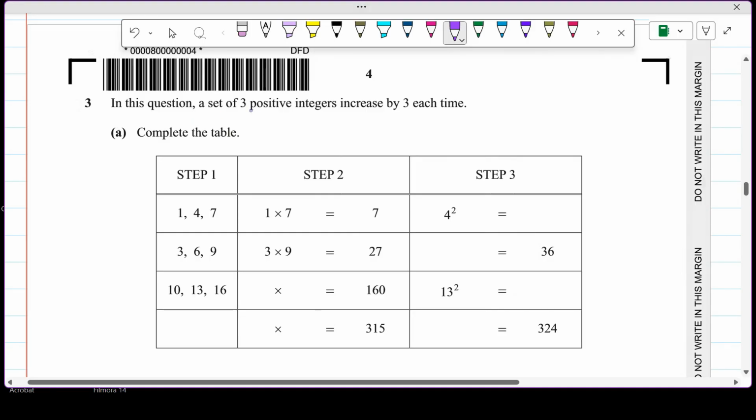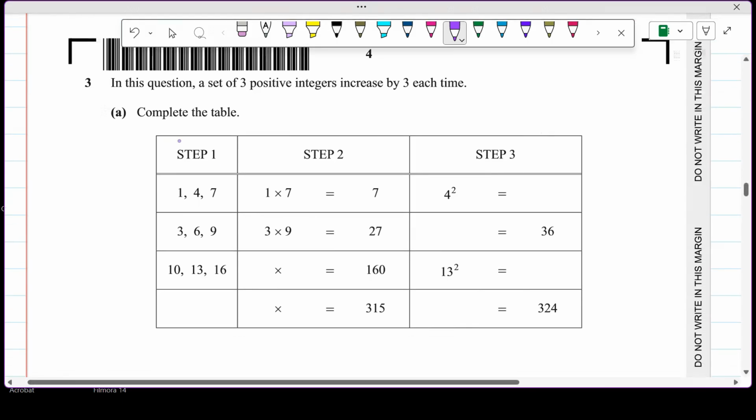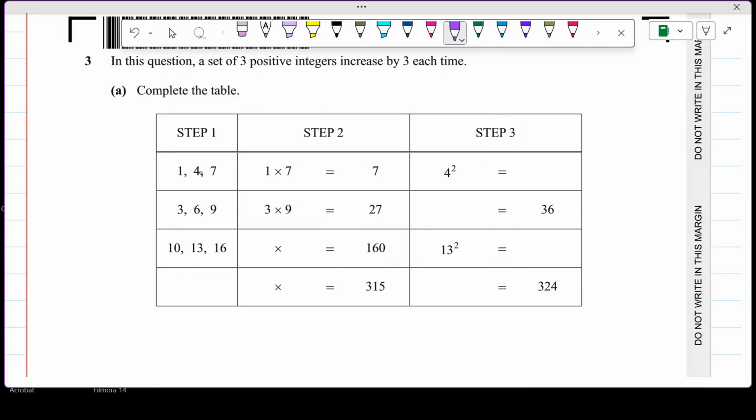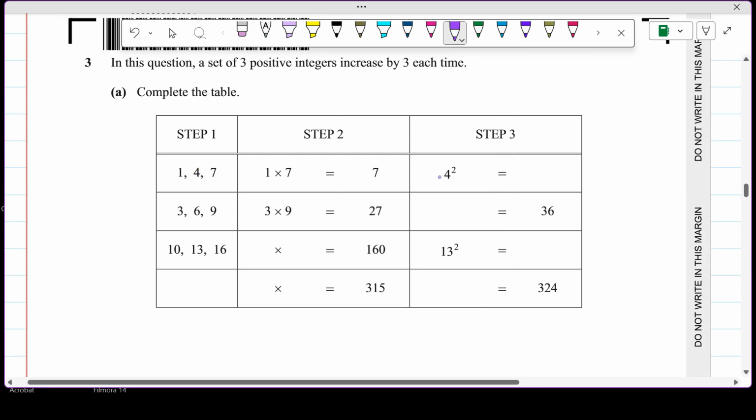In this question, a set of 3 positive integers increase by 3 each time. Now there is an increment of 3. Complete the table. 1, 4, 7. You can see that 4 minus 1 gives 3, and 7 minus 4 gives 3. So there is an increment of 3. In step 2, we multiply the first and last integers, so 1 times 7 is 7. And in step 3, we take the square of the middle term, so 4 squared is 16.